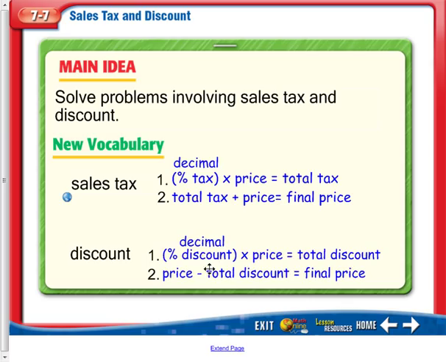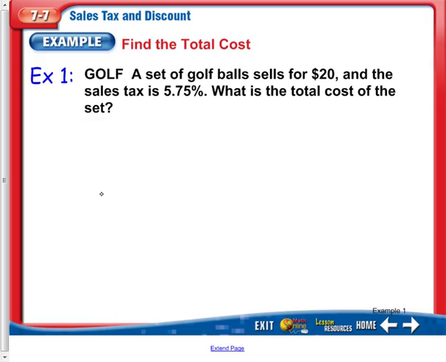So again, this one is taking away. It's a discount, so you're subtracting. Sales tax, you're adding. That's the biggest thing you want to try to remember here: with sales tax, you're doing an addition. Discount, you're going to do a subtraction.